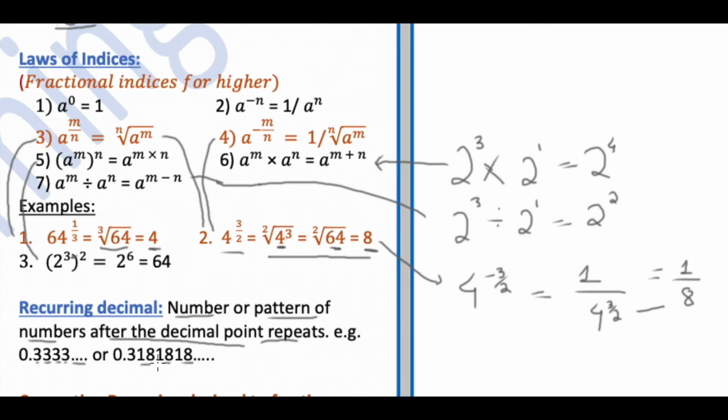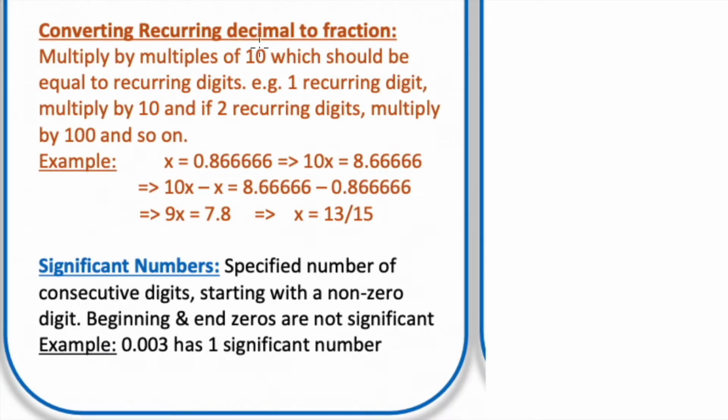Actually, the two numbers are repeating itself again and again and so on. In converting recurring decimal to fraction, you have to count the number of recurring digits, and then you will decide how many multiples of 10 you have to multiply.